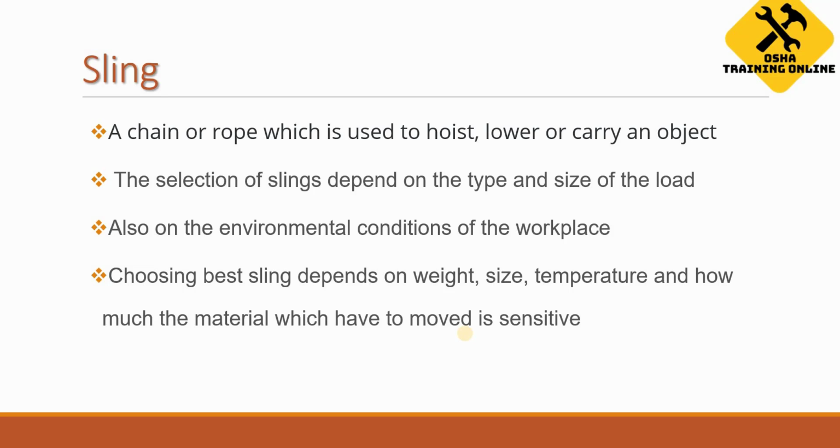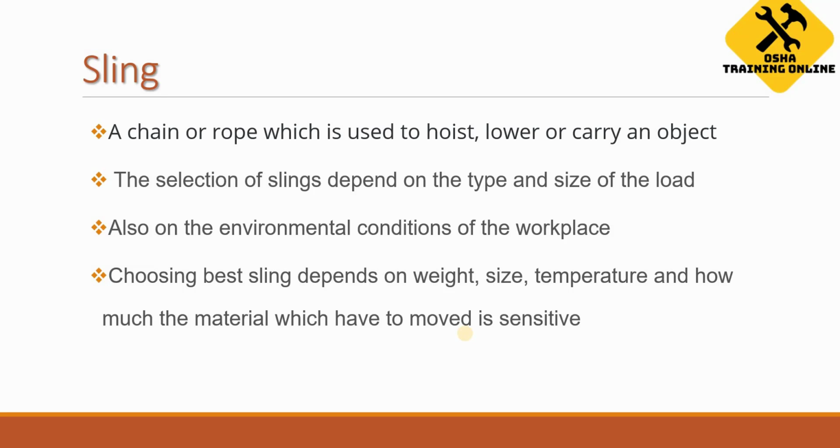It also depends on the environmental conditions of the workplace. You will have to check what the environmental condition is, and then according to it, we will select the type of rigging equipment. Choosing the best sling basically depends on the weight, size, temperature, and how sensitive the material which has to be moved is.